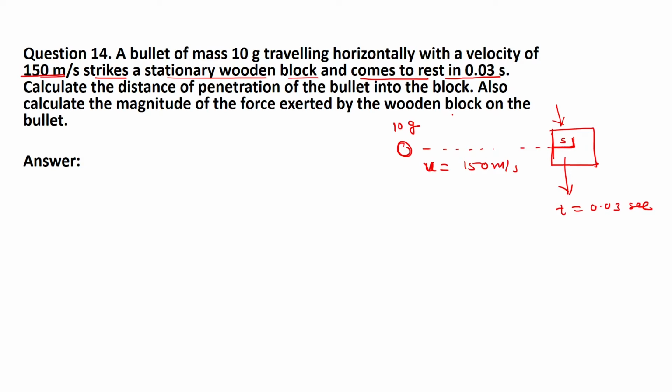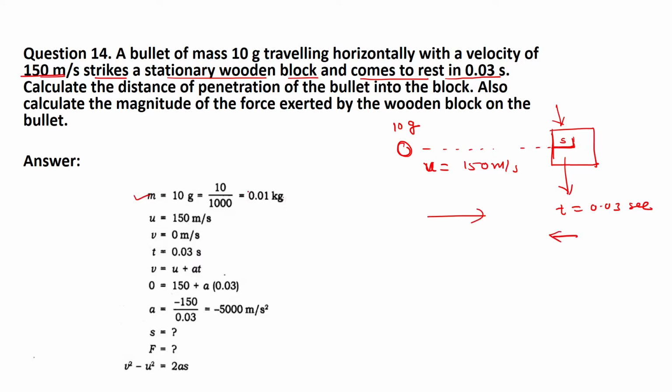Here the mass is 10 gram. This is the mass of the bullet. So we can convert it into kg by dividing by 1000, and 10 divided by 1000 will be 0.01 kilogram. Initial velocity of the bullet is given as 150 meter per second. Final velocity: this bullet comes to rest after penetrating through the block, so final velocity must be 0.